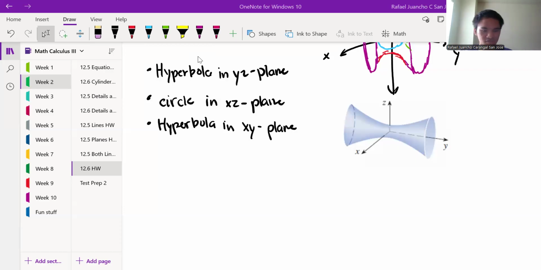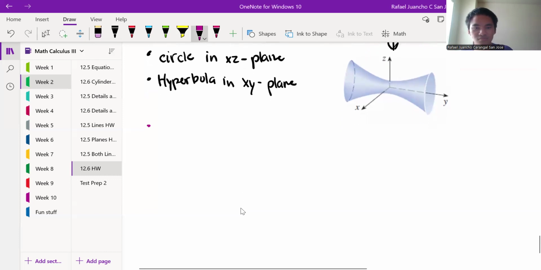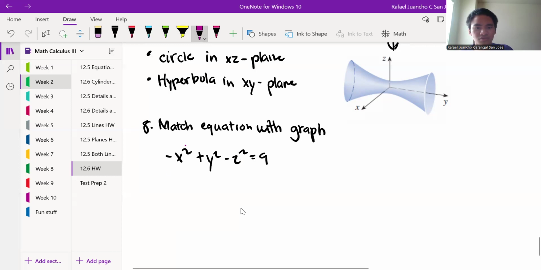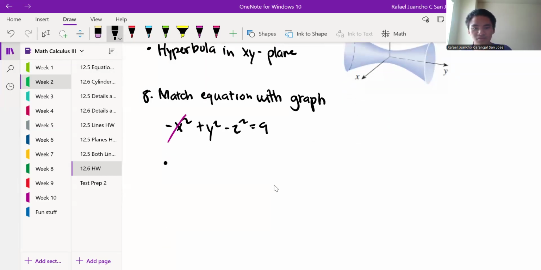Okay, let's go through each of these actually. So for 8, I also need to, oh, why did I make it purple? I also need to practice matching these with a graph, so not necessarily sketching it. Okay, so we have negative x squared plus y squared minus z squared equals 9. So we take out x. So in the yz plane, it's a what? It's a hyperbola.